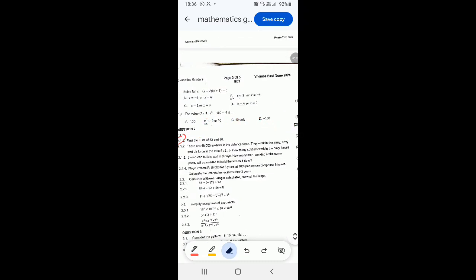2.1.2, there are 48,000 soldiers in the defense force. They work in the Army, Navy, and the Air Force. In the ratio 5:2:3. Okay, how many soldiers work in the Navy force? This is what we do.